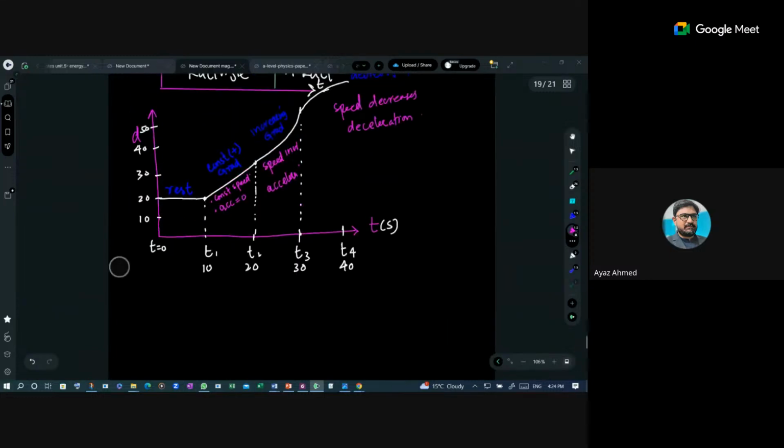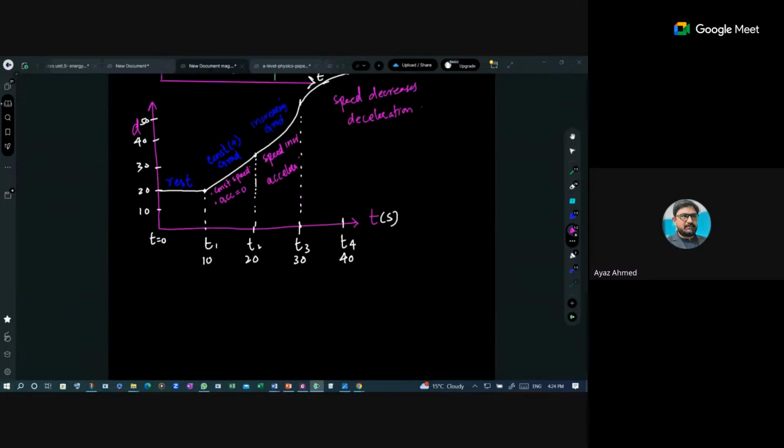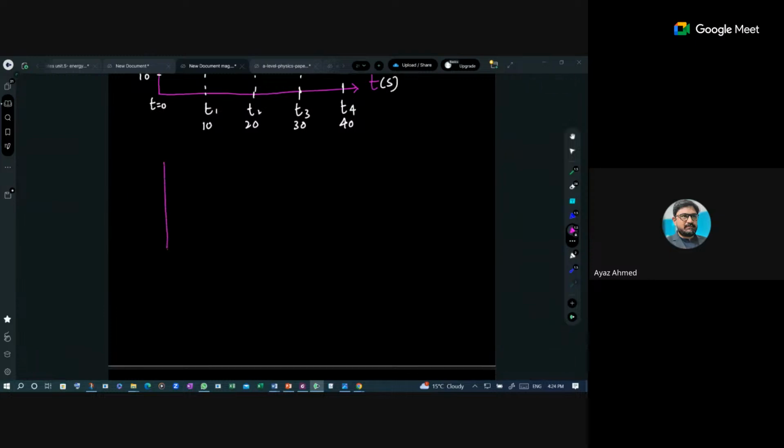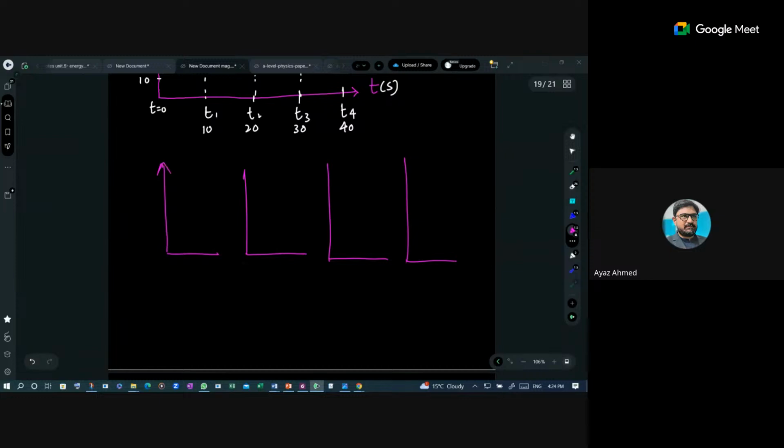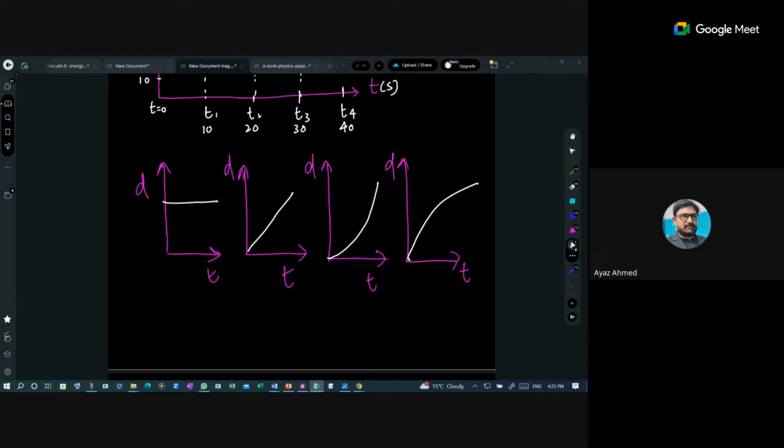So when we have this type of motion or behavior, for example these four graphs, 1 2 3 4, these four graphs can be separately drawn: distance time, distance time, then distance time, then distance time, right? So if distance time is this: rest, uniform constant speed, accelerated motion, and deceleration. Am I right?